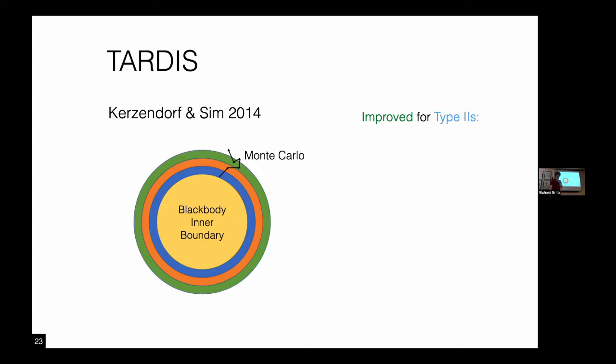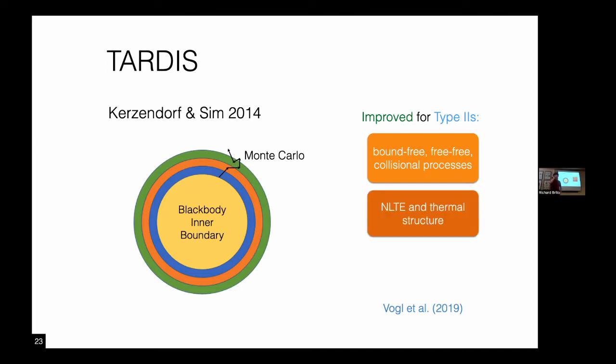Initially, this code was written mostly for type 1a supernovae. So to apply it to type 2 supernovae, it had to be improved and changed a little bit. Additional processes had to be taken into account, especially continuum processes, bound-free, free-free, and collisional processes that are not so important in type 1a supernovae, where the ejecta are much more metal-rich and really line-dominated. Type 2s are more continuum-dominated. NLTE for certain species had to be implemented, and several other smaller things.